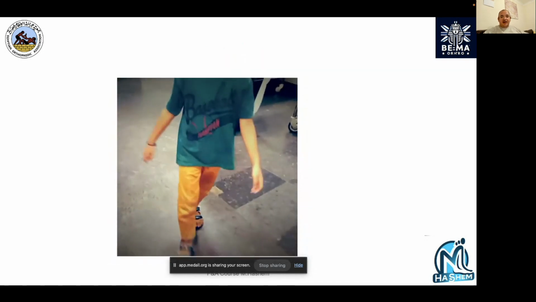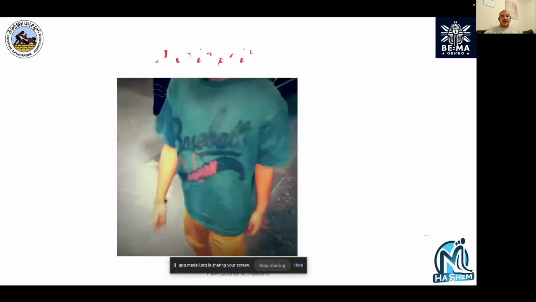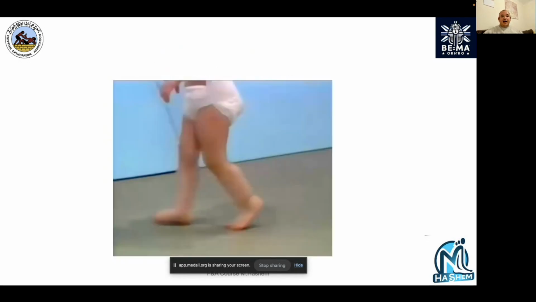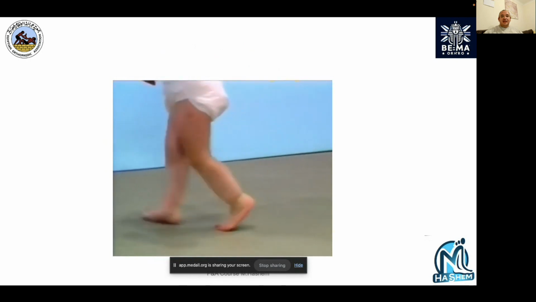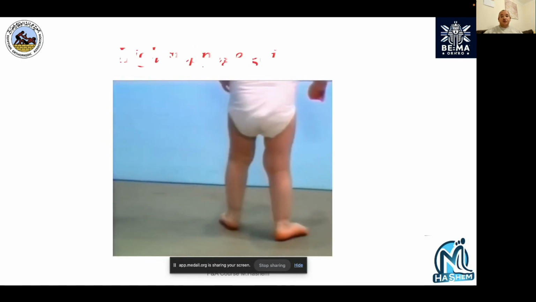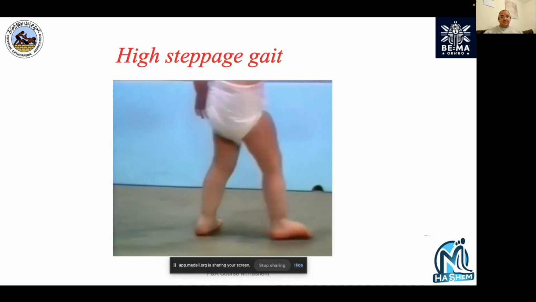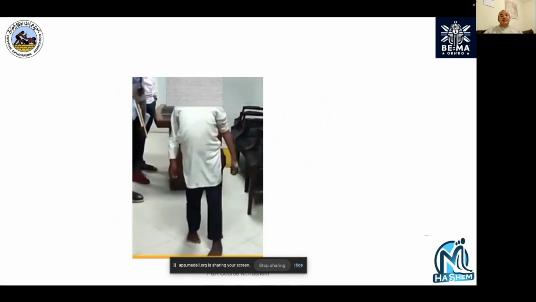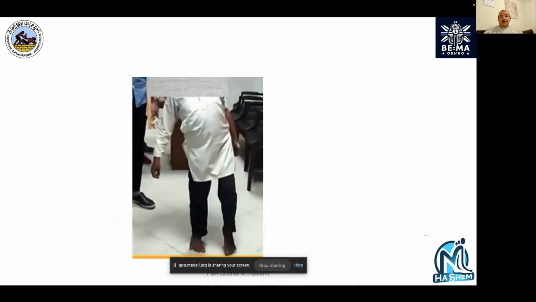If you have a look at this guy, like a drunk gait, which is the ataxic gait because of a brain problem. And if you see this nice kid, he's just clearing his foot by flexing the hip and knee because he has a foot drop or a high steppage gait. And if you look at this guy, you can see he is walking with a waddling gait. He has no support from the trunk muscles because he is myopathic.